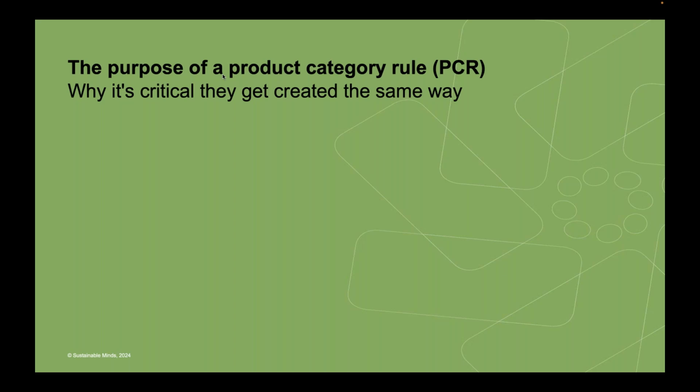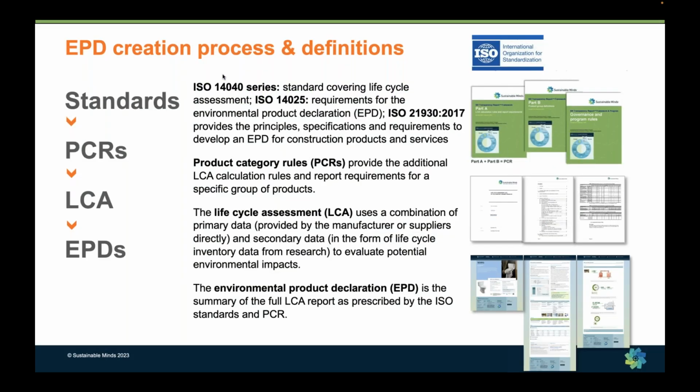Okay, so the purpose of a product category rule, and why it's critical they get created the same way, and this is the theme of the whole series, why it's critical that PCRs all get created the same way. So if we look at the EPD creation process, it starts with a whole series of standards that drive LCA creation, PCR creation, EPD creation. All those standards get documented in a program operator's technical program to drive the creation of a product category rule that's created with a committee of industry stakeholders who are knowledgeable about products in that category.